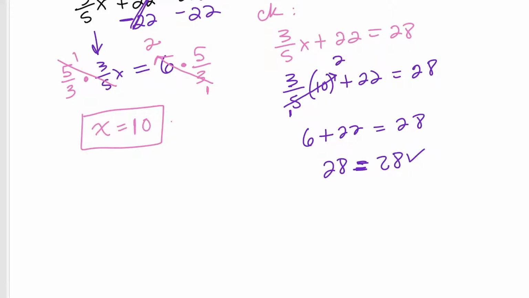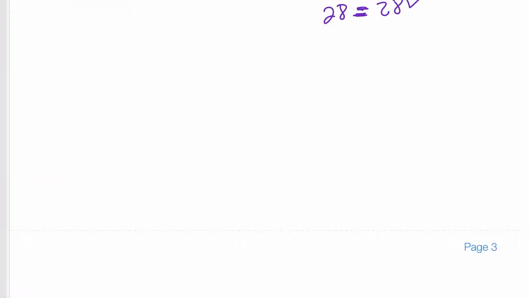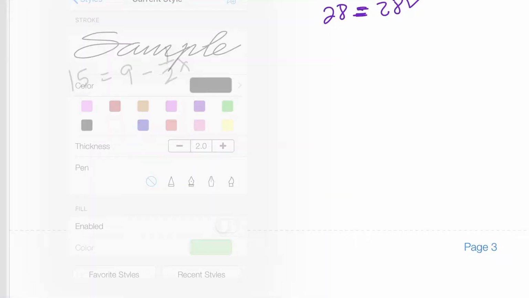let's do one more. I'm going to write it down, and then I think you should pause the video and try to do it yourself. So let's say we have 15 equals 9 minus 1/2 x. I would suggest you pause the video and then resume it and see if you got it correct.